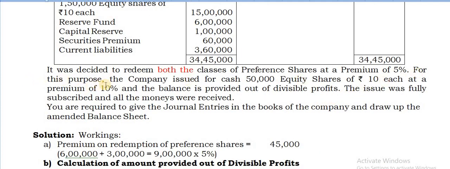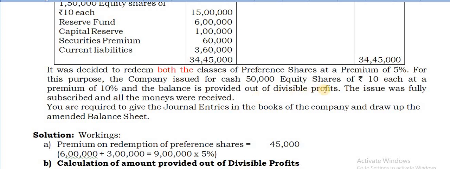After that, for this purpose the company issued for cash 50,000 equity shares of rupees 10 each at a premium of 10%. So preference shares are redeemed, and equity shares are being issued. New equity shares are issued at a premium of 10%. This first stage, one entry you have to pass separately.